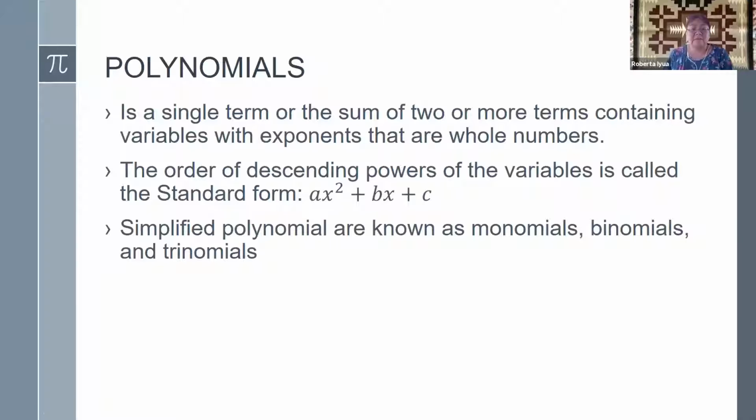Just some basic information about polynomials. A polynomial can be a single term or a sum of two or more terms containing variables with exponents that are whole numbers. It is better to solve them in the order of descending powers of the variables, which is called the standard form, ax squared plus bx plus c. Simplified polynomials are also known as monomials, binomials, and trinomials. As you can tell by the words, mono means one, bi means two, and tri means three.